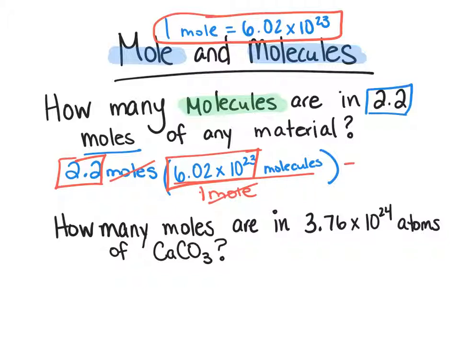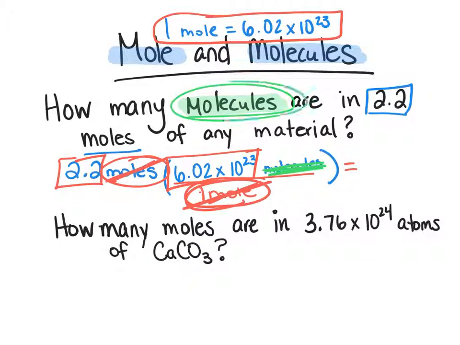I've set it up that way so that you can see that my moles unit right here cancels out with the moles unit I started with, and that leaves me with my answer in molecules, which is what I wanted to find. So now, by setting up that ratio, I know that my answer is in molecules, and I know that I'm taking this number and I'm multiplying it by this number.